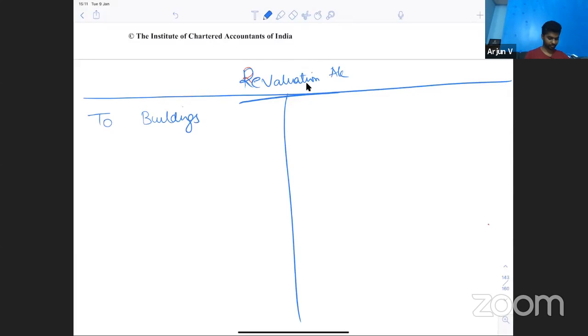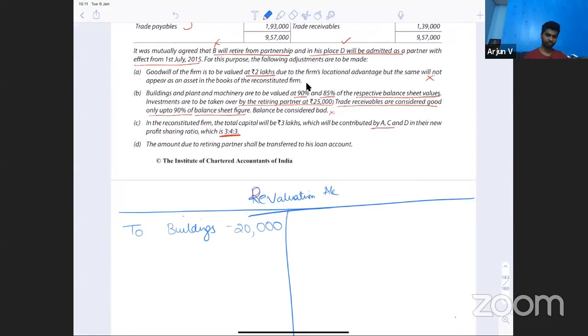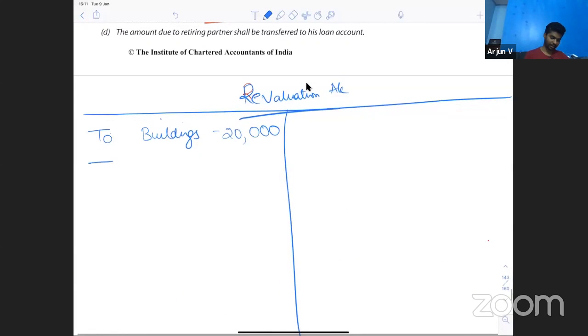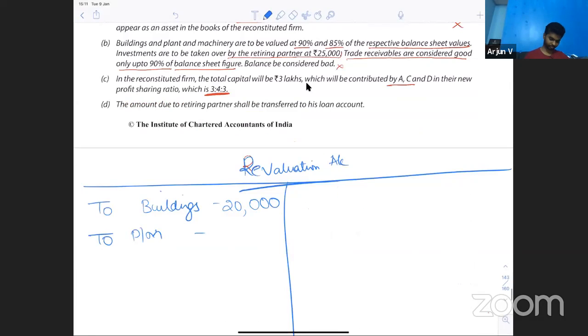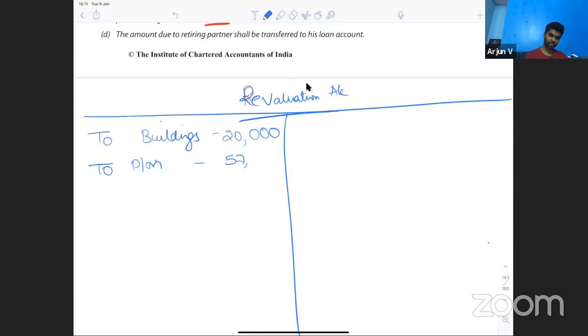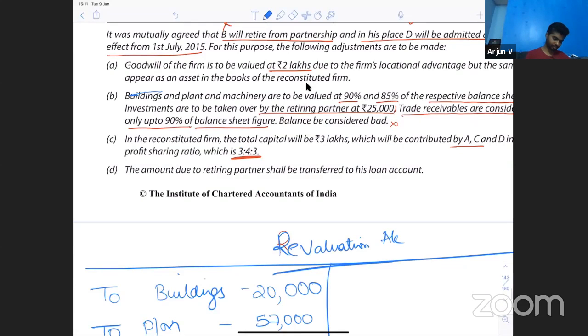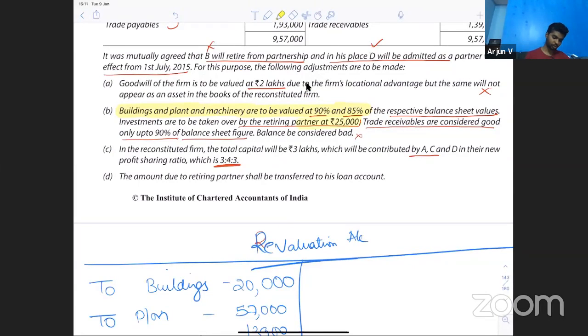So in the revaluation account, you will write to buildings 20,000. Then plant and machinery, 85% of plant and machinery. So plant and machinery value is 3 lakh 80, 15% of it will be 57,000. To bad debts 13,900. So I've covered three things: building, plant and machinery, and bad debts, correct?